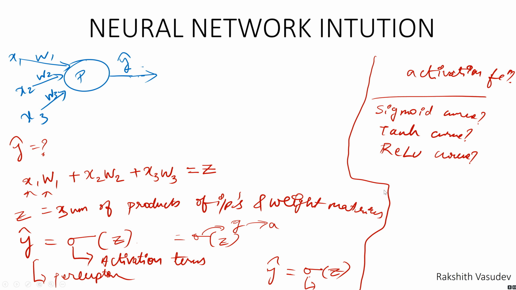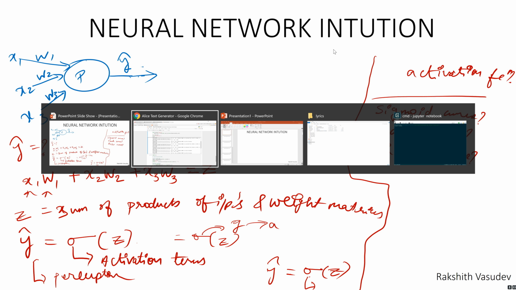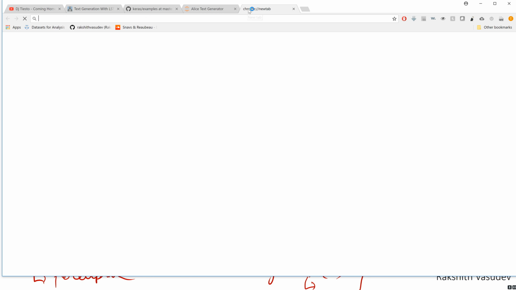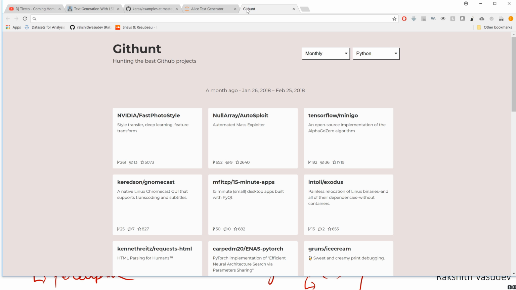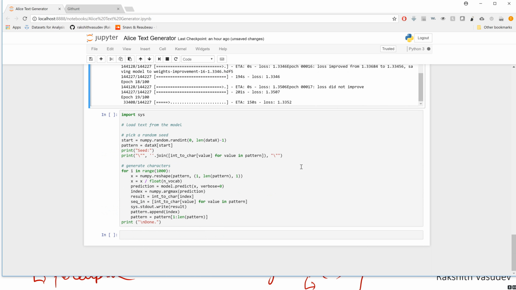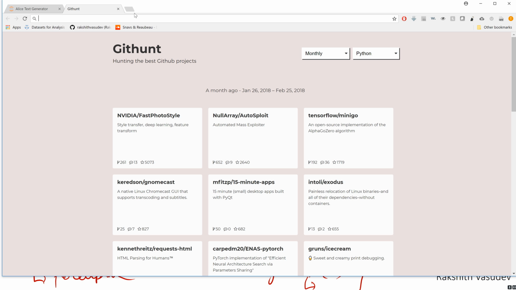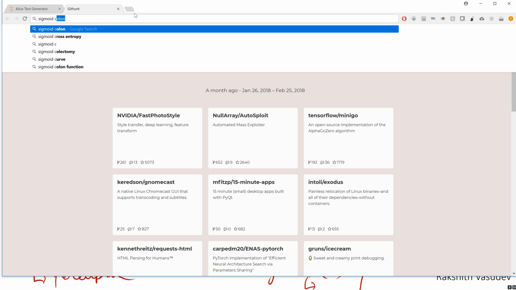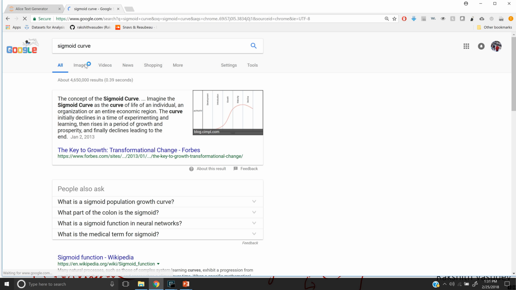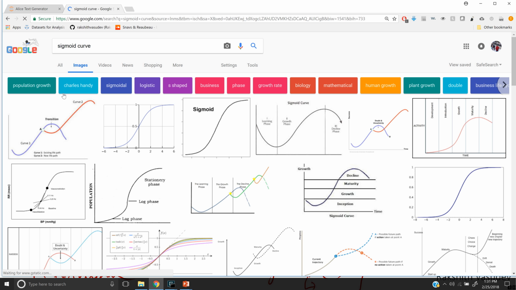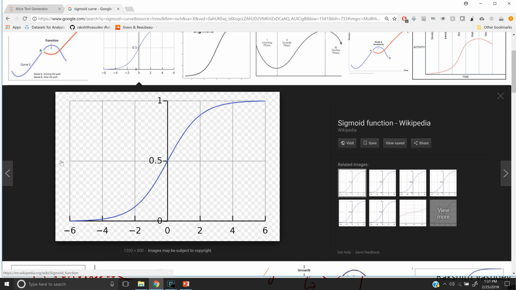Let's get out of PowerPoint right now and check out what is meant by a sigmoid curve. Well, this is my neural network training, and we are going to do this. It is about time for us to get there. But before that, I want to give you an intuition. So what is a sigmoid curve? Let's take a look at this. Yes, this is what it is.